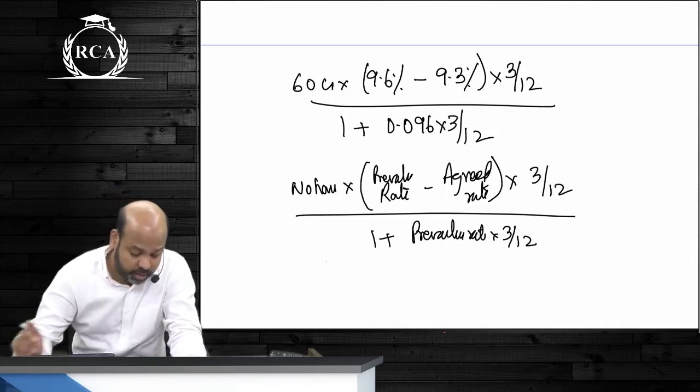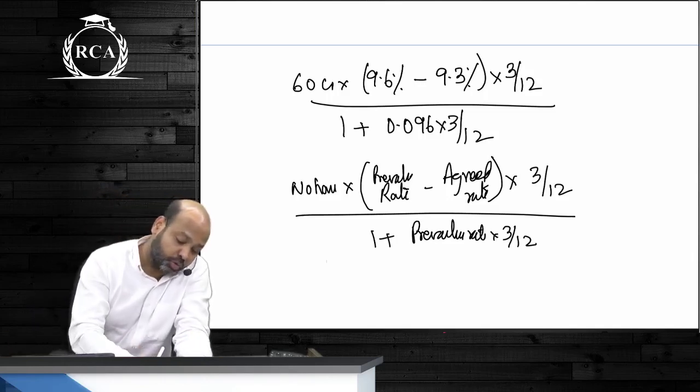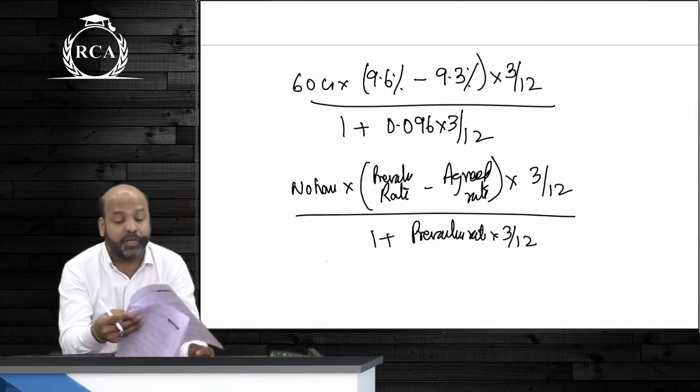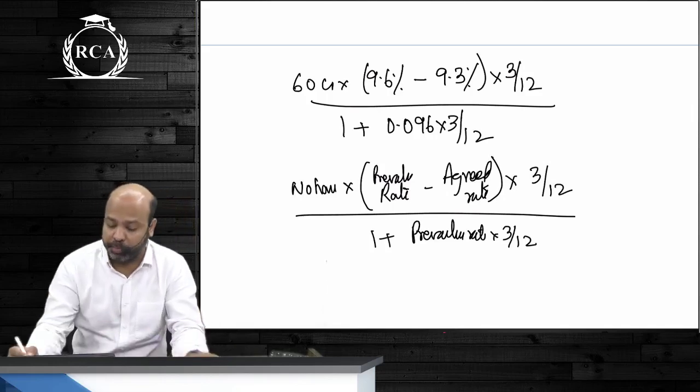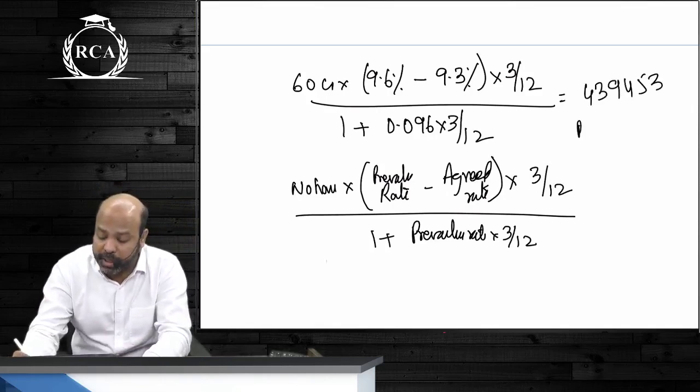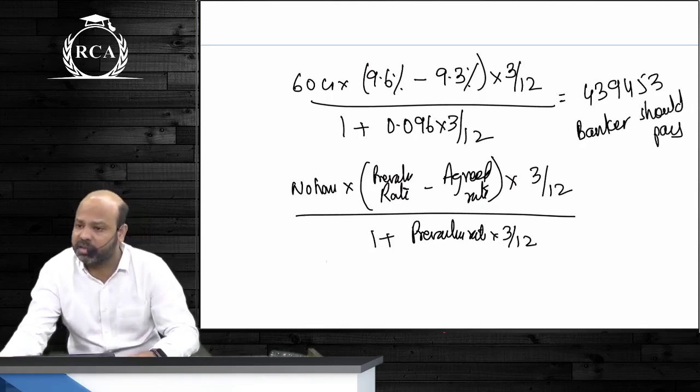4 lakh. Who has to pay to whom? Will P Limited pay or will the banker pay? Option C. The banker will pay to P Limited. 4,39,453. The banker should pay P Limited. Why should the banker pay, beta? P Limited is gaining here.